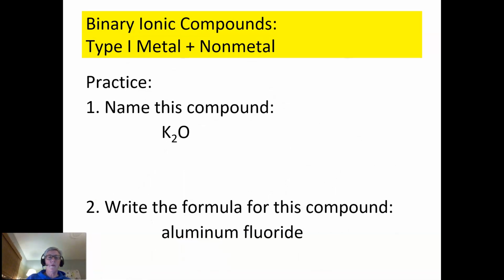All right, so for example, practice number 1. Write down the name of this compound, K2O. And then write the formula for this compound, aluminum fluoride. These are both type 1 ionic compounds with a type 1 metal and a nonmetal. So pause the video because I'm going to keep going. Write down what you think the answer is, and then you can check.